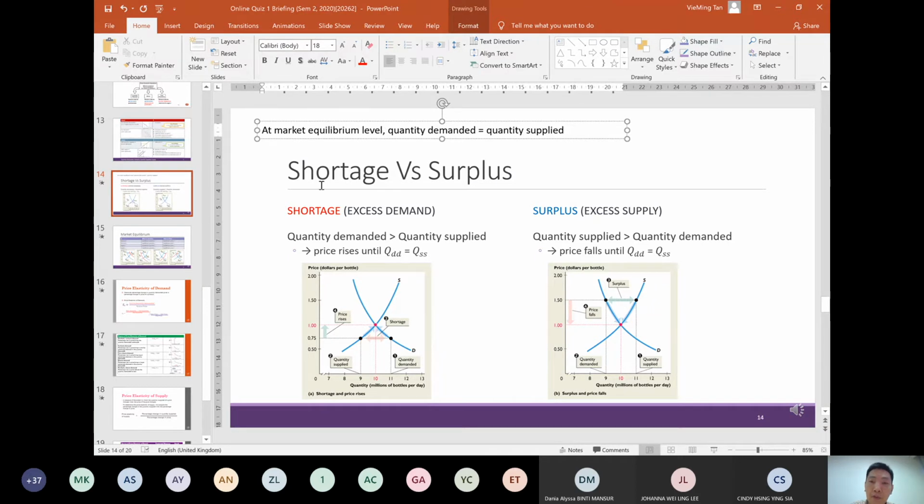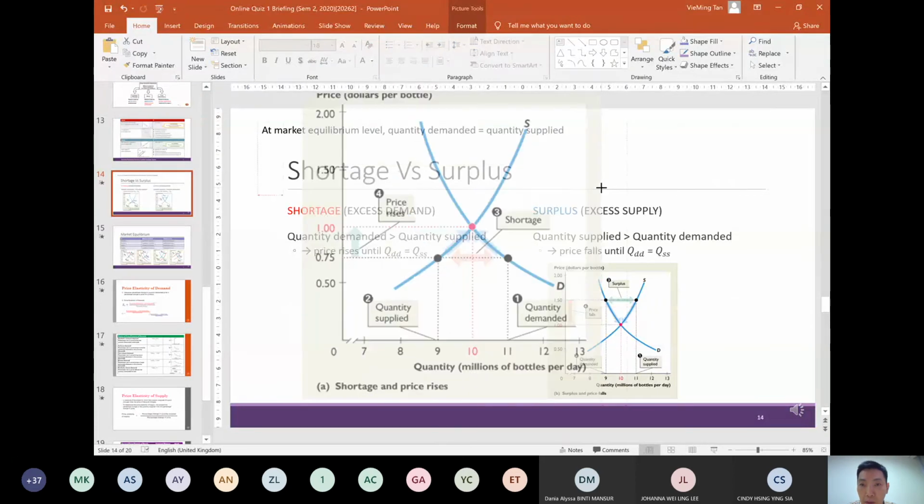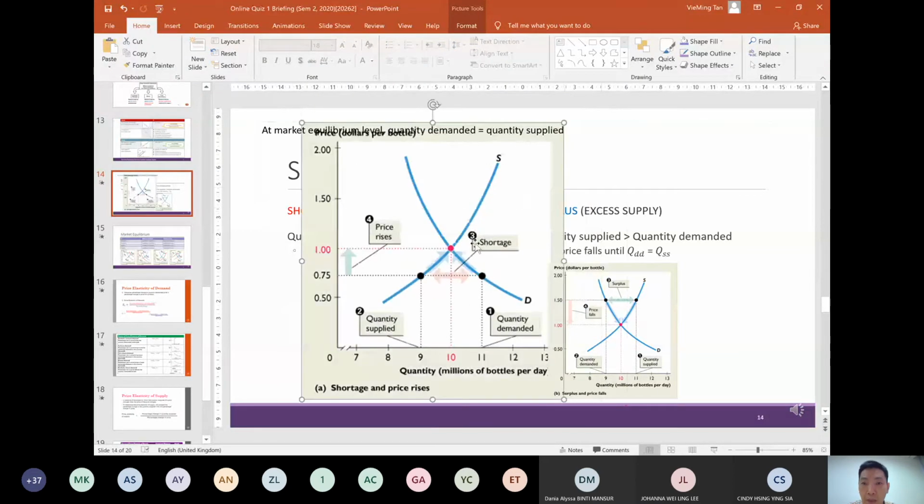So if you check this diagram, let's say this is the demand curve and this is the supply curve. When the demand curve and supply curve intersect, that is the equilibrium point, which is the pink point. This is the market equilibrium point, where the quantity demanded is equal to quantity supplied.